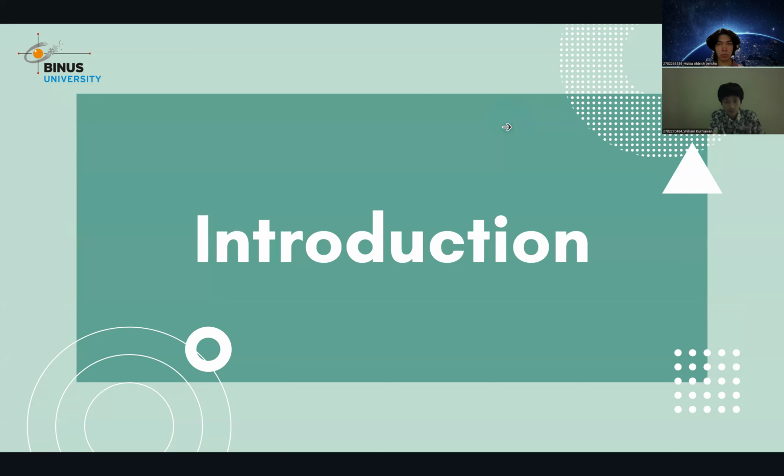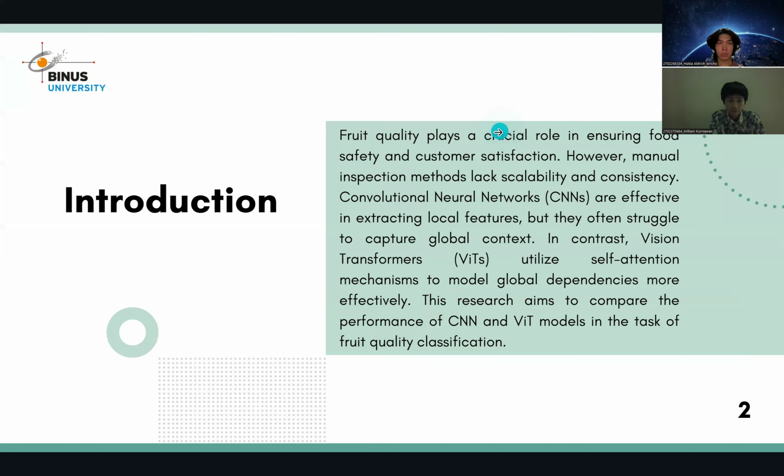This is the introduction part. Food quality is important for food safety and customer satisfaction. Manual checks are inconsistent and don't scale well. CNN are great at capturing local features but miss the big picture. ViTs with self-attention are better at understanding global patterns. This study compares the two models for classifying fruit quality.